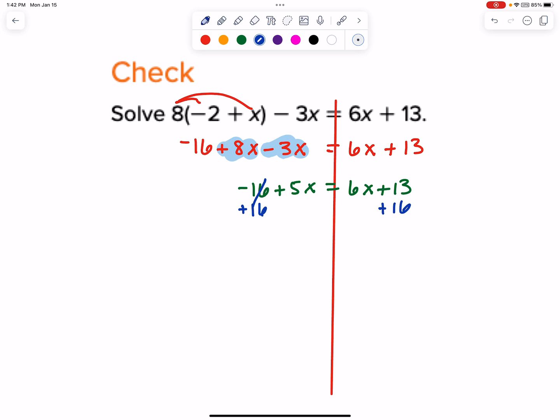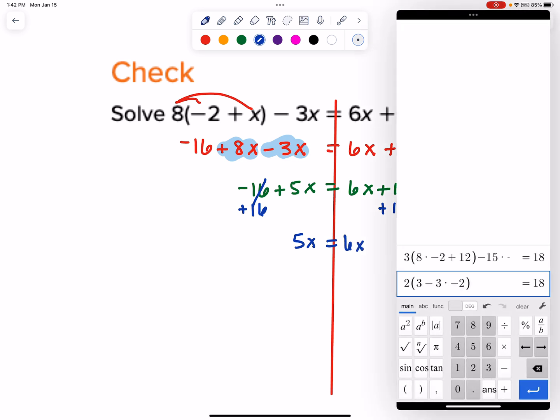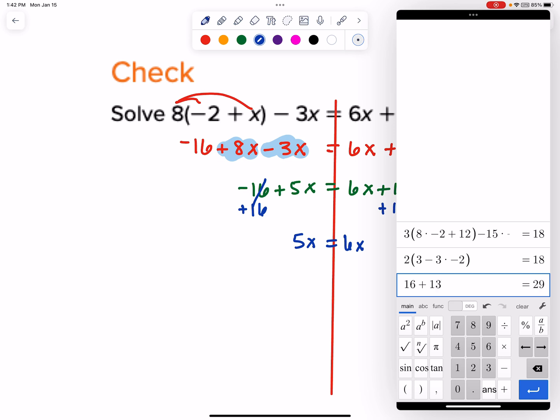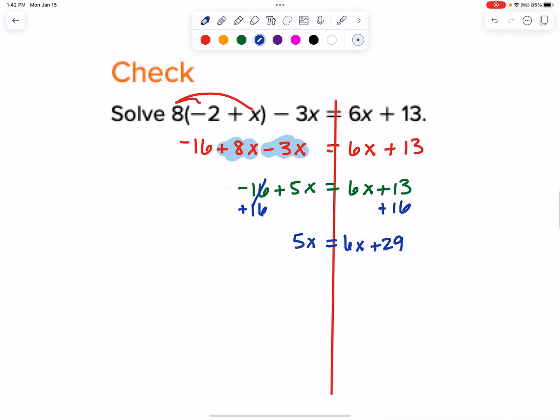All right, so we have leftover our 5x equals 6x, and then 16 plus 13 is 29, so positive 29. Let's go ahead and get our other x over there, so we're going to subtract 6x from both sides. That cancels out, makes a 0 pair, and we're different sign, subtract. We have a negative 1x equals 29, which just means the opposite of x is 29. So that means that x is negative 29. You could also divide both sides by negative 1. It's going to get you the same thing.